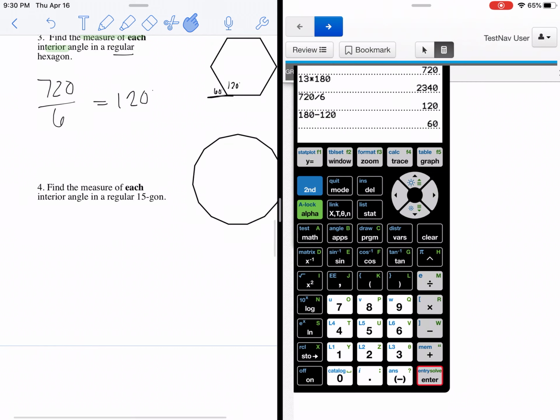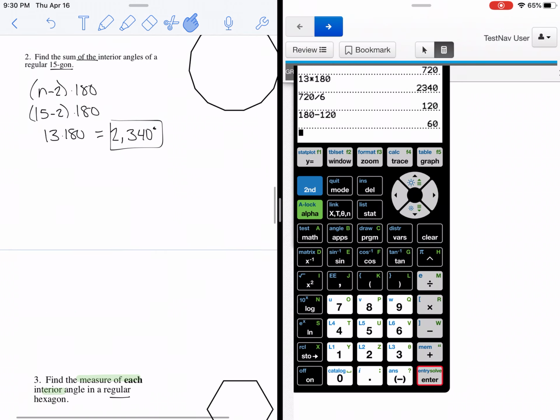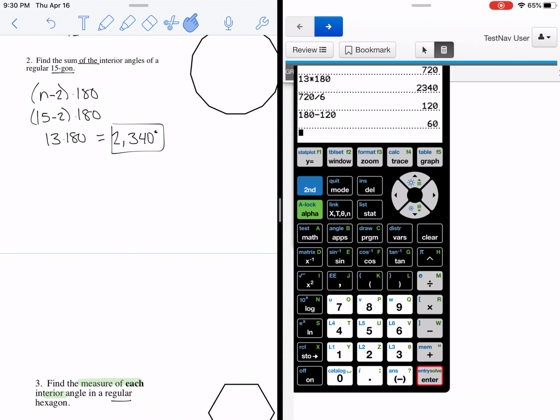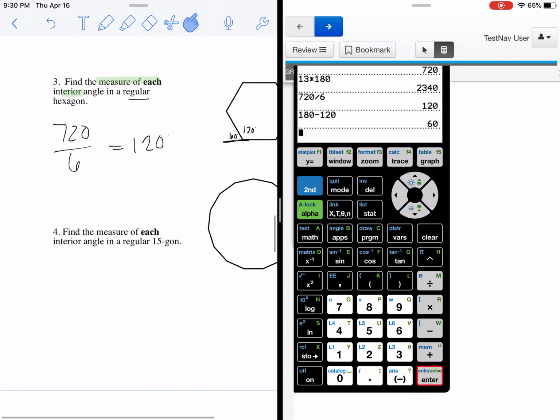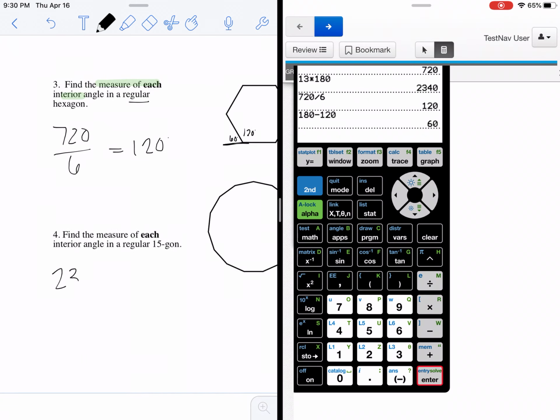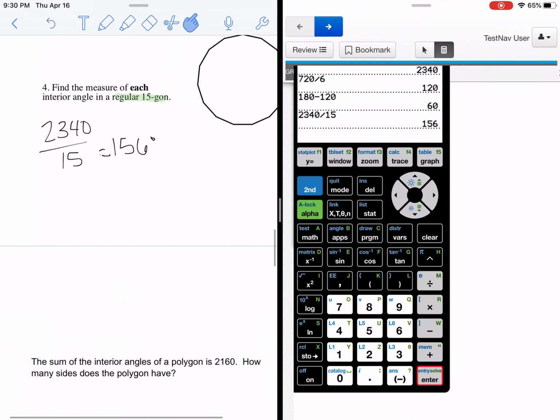Number 4 asks for each interior angle of the regular 15-gon. I'm just going to take the 2,340 that I had and divide it by 15 because there's 15 angles there. Each angle would be 156 degrees. Again, I can do that because it's a regular 15-gon, so all the sides and all the angles have to be the same. So that 2,340 degrees gets divided evenly.